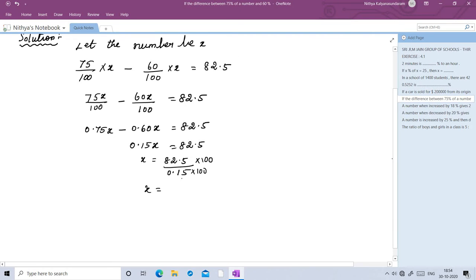So x is equal to, multiplying by 100, you will get 8250 divided by 15. Cancel with the 5 table, you will get 550. So x is equal to 550. But we want to find 20% of the number. What is the number? So we want to find 20% of the number. Already we considered let the number be x, and that x only we got.